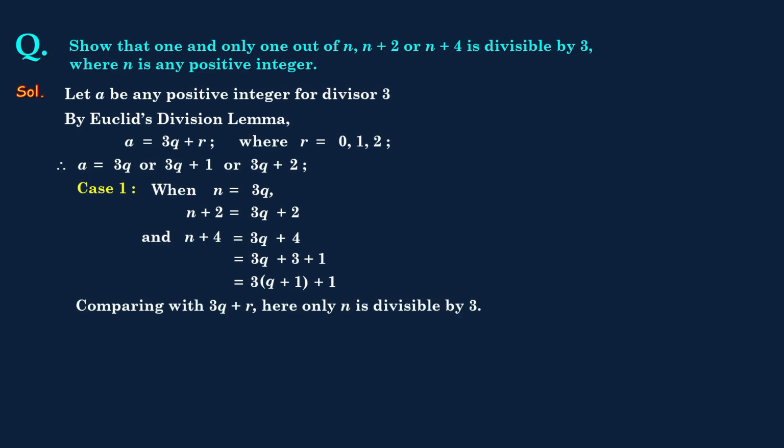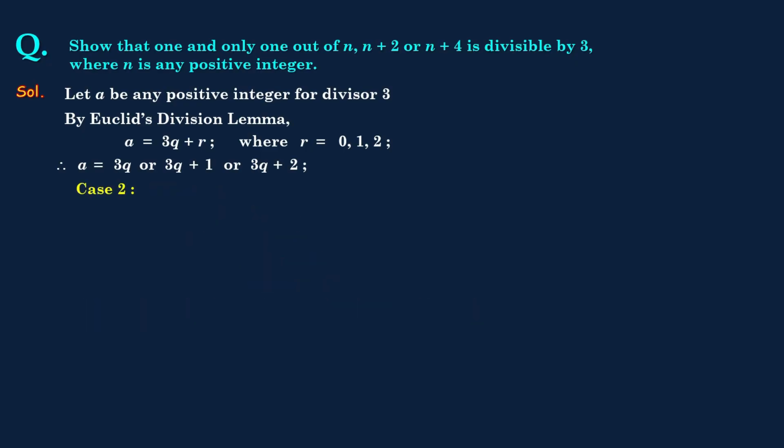So now if we compare this with 3q plus r, here only n is divisible by 3, right? Because you can clearly see that n is equal to 3q, that means it is divisible by 3. But n plus 2 is 3q plus 2, so it is not divisible by 3 because we have a remainder over here. Similarly, for n plus 4, there also we can see that 1 will be the remainder. So that's why it is not divisible by 3. So only in this case, n equal to 3q, only n is divisible by 3.